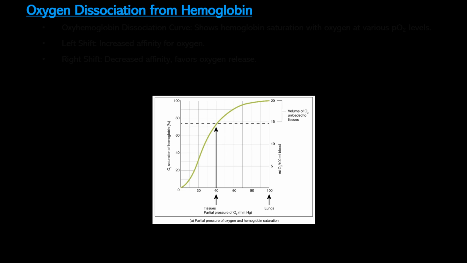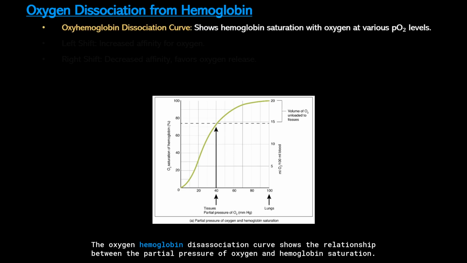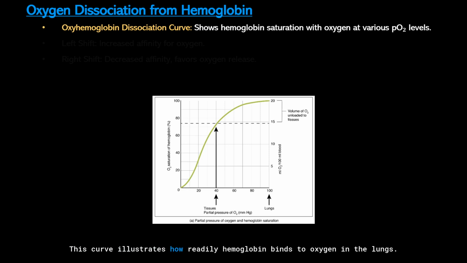The oxygen-hemoglobin dissociation curve shows the relationship between the partial pressure of oxygen and hemoglobin saturation. This curve illustrates how readily hemoglobin binds to oxygen in the lungs, where PO2 is high, and releases it into the tissues, where PO2 is lower.